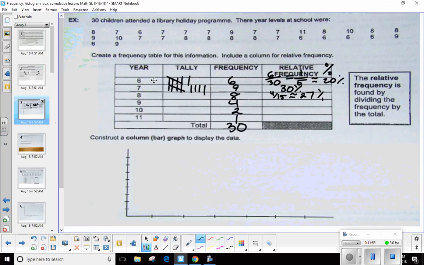9, that would be 4/30ths. So what's 4/30ths as a simplified fraction? 2/15ths. I'm getting 13%. And of course, we're rounding these. 10 appears 2 times. So that would be 1/15. So we're looking at about 6.5%. Okay, I'll agree with that. And then our last one, 1/30ths. 3.25. Okay, so let's go ahead and say 3.2. Well, 3.3. Why not?